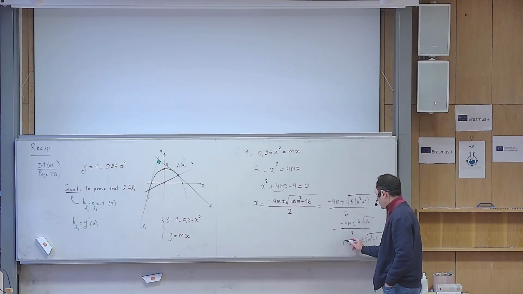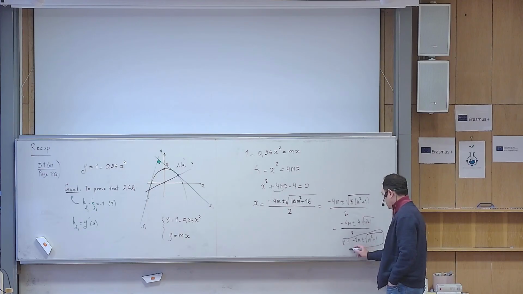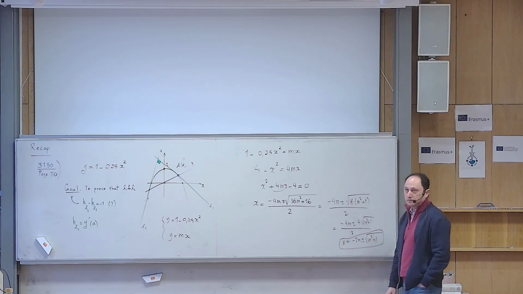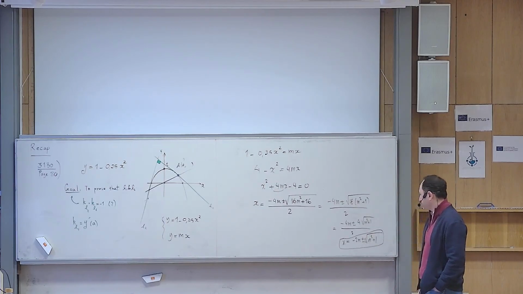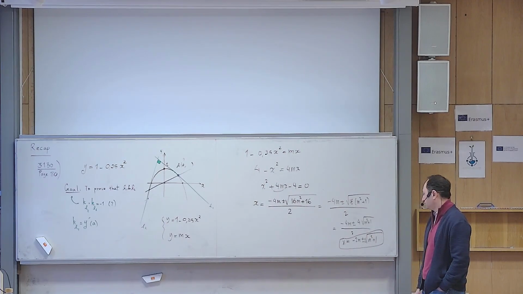Do you agree? Yes? There should be a 2 in front of the square root. Yes, there should be a 2 here as well. Thank you. Is that understandable?